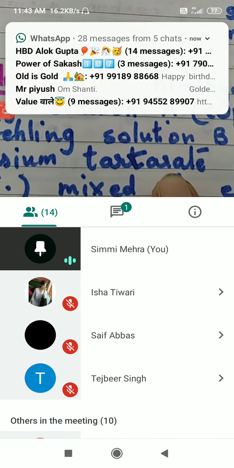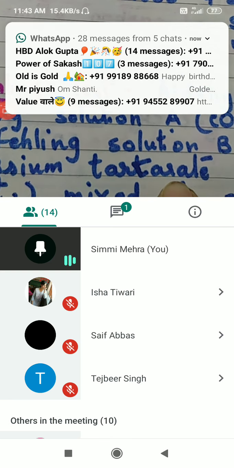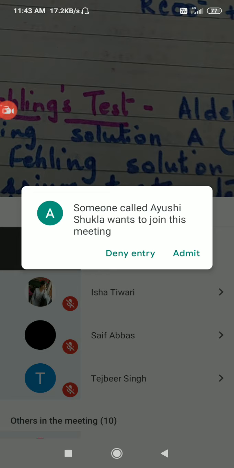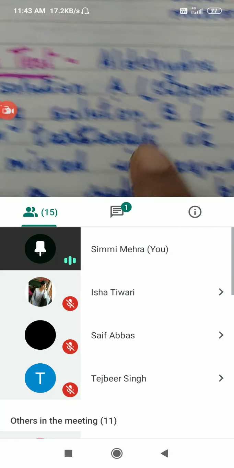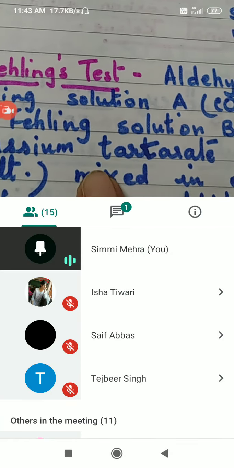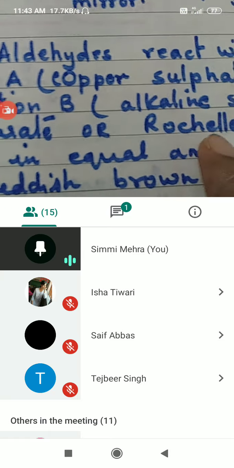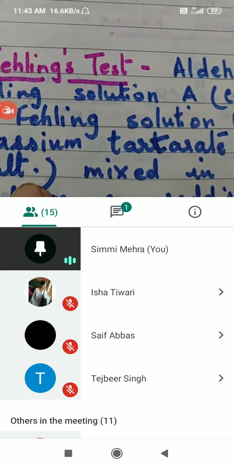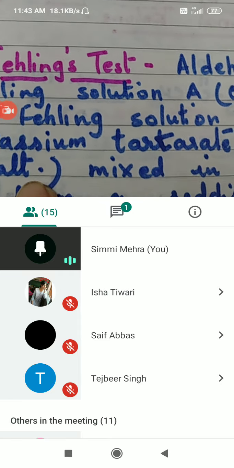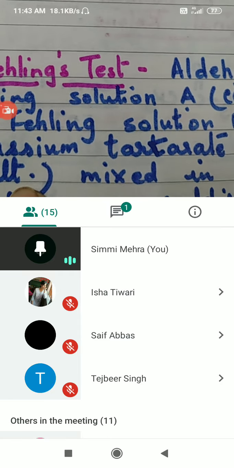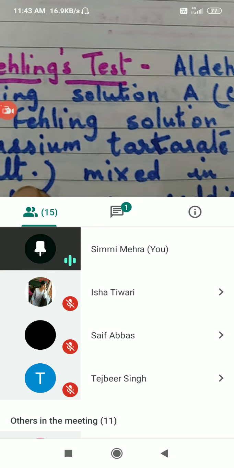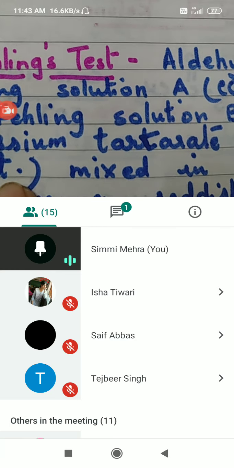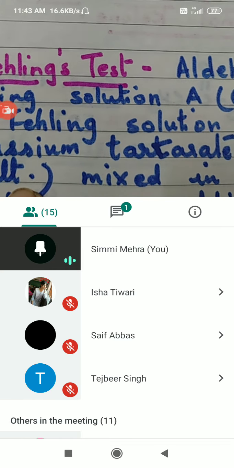It is a sodium salt of tartaric acid. Sodium or potassium salt of tartaric acid is used. It is also known as Rochelle salt, and it is a transparent solution. Now in one test tube, you will take 1 ml of Fehling's solution A and 1 ml of Fehling's solution B and mix the two solutions together.